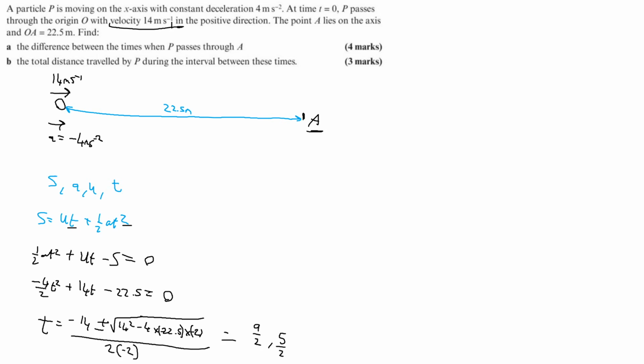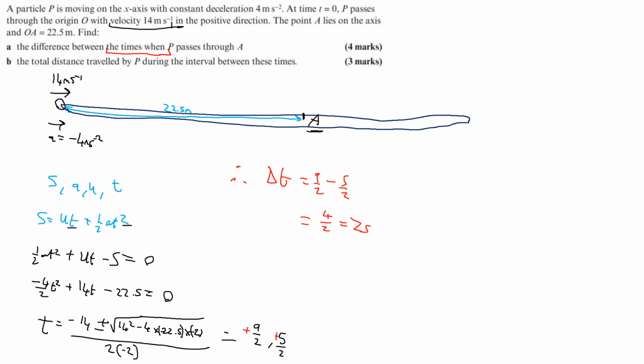Now I know what you're thinking, Sammy. Which one is it going to be, right? Because there's two answers and they're both positive. Remember though, it's asking you for the difference in the times. Okay? So therefore, delta t is equal to 9 over 2 minus 5 over 2, which is equal to 4 over 2, or 2 seconds. Does that make sense? So it's decelerating constantly, which means the particle is going to move something like this. Yeah? And this time here is 2 seconds.